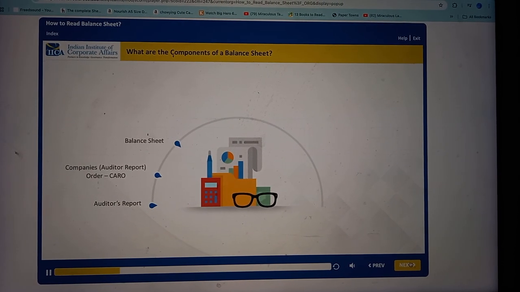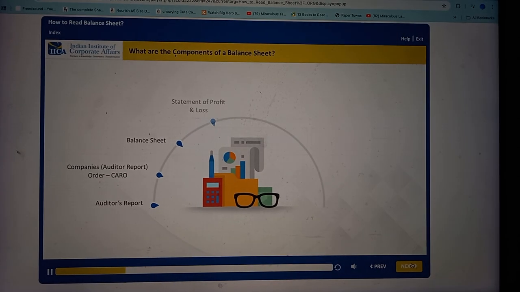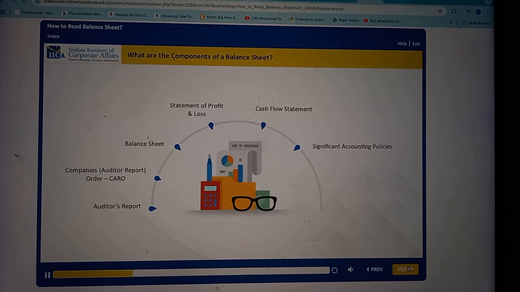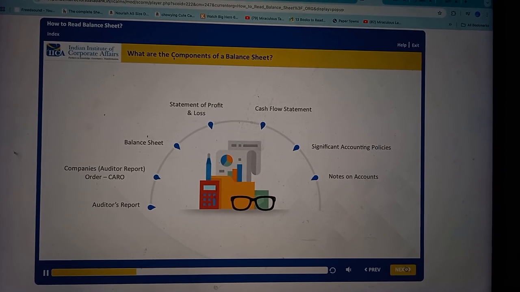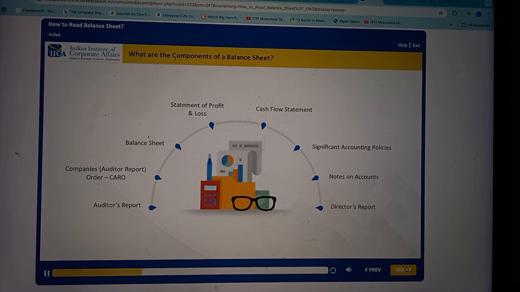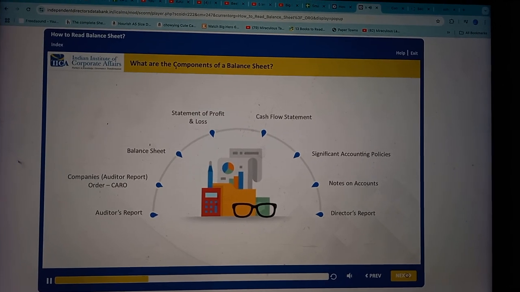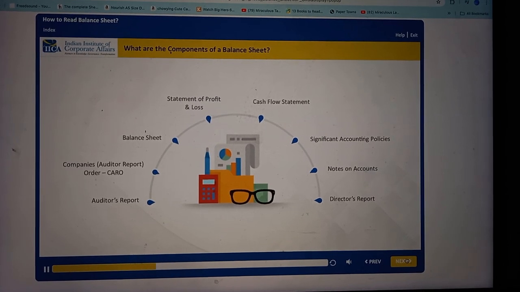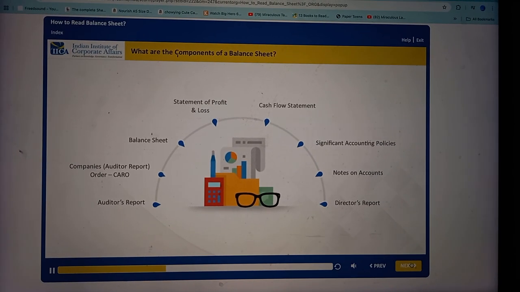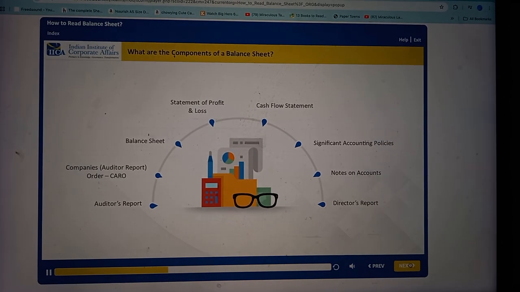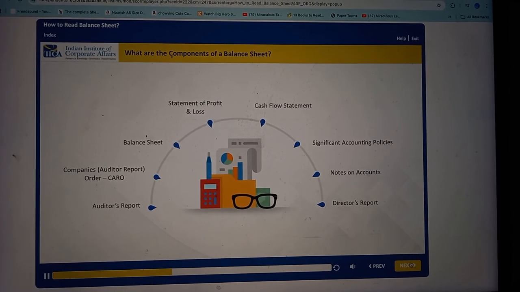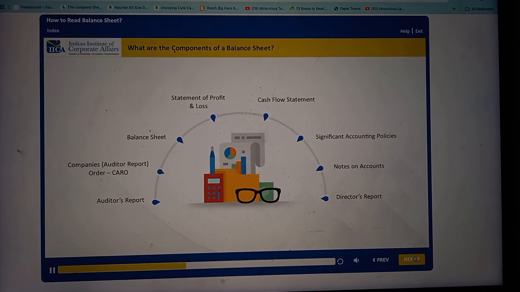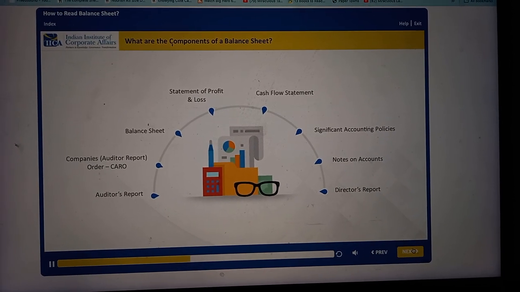Then, friends, we have the balance sheet, followed by the statement of profit and loss. Then there is a cash flow statement, followed by significant accounting policies, notes on accounts, and the director's report. The director's report is not the end, but normally it is found in the beginning of the financial statement. But for the purpose of reading the balance sheet, the director's report is the last priority, and the most important are the auditor's report, the Company's Auditor's Report Order, the balance sheet, and the statement of profit and loss. That is why the director's report has been referred to as the last item of what comprises the balance sheet.